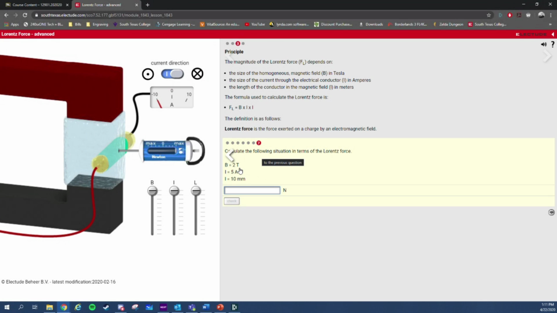So then we got 2 T times I, which is 5 amps, times L, right? You said, yeah. Which is 10 millimeters. But we have to convert millimeters to meters, right?